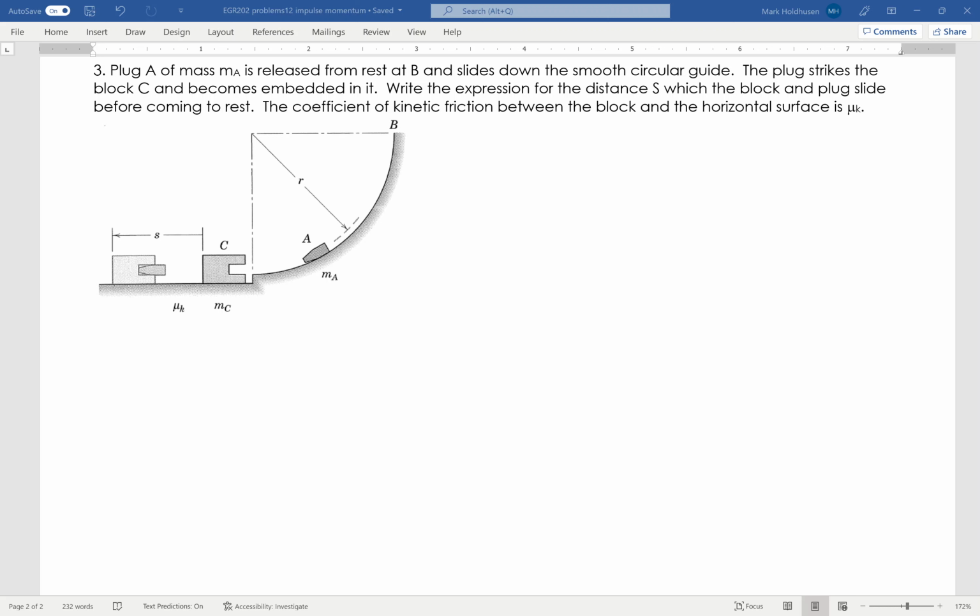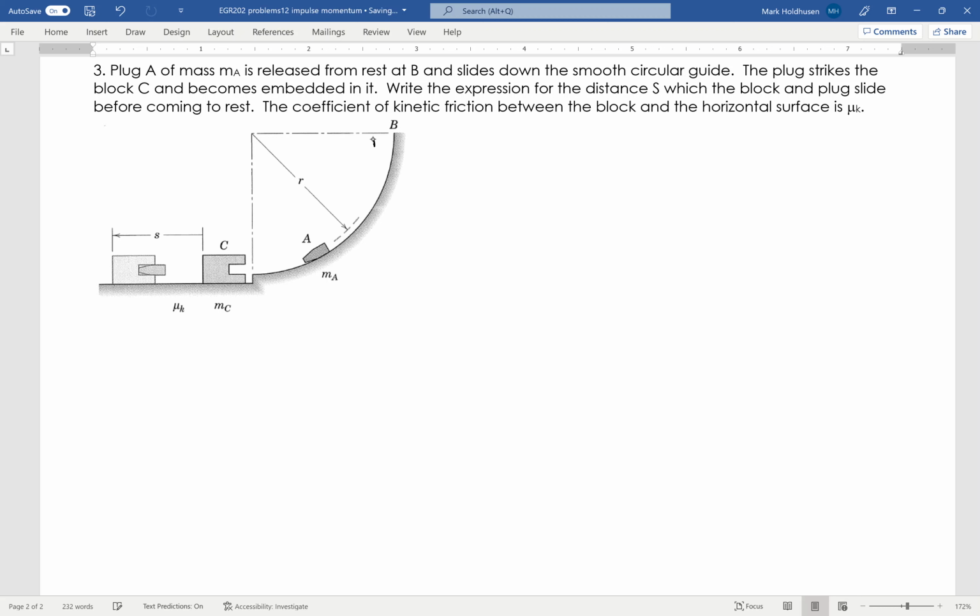Okay, so I've got a plug A released from rest, slides down a smooth circular slide, smashes into C, becomes embedded in it, and I want to find how much this thing slides before it comes to rest. So what I really need to do is break this up into several pieces, right?